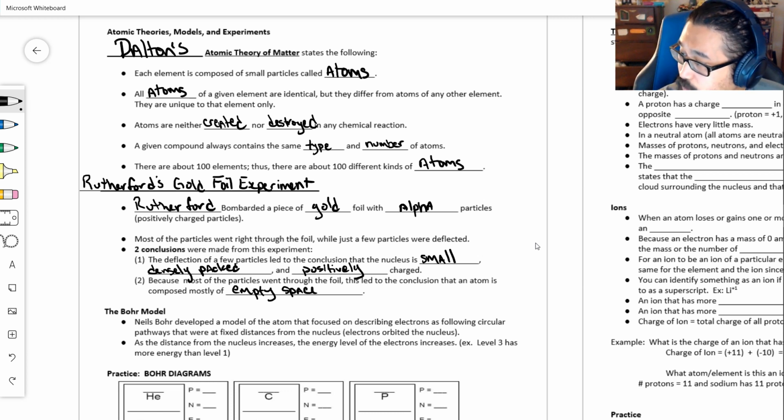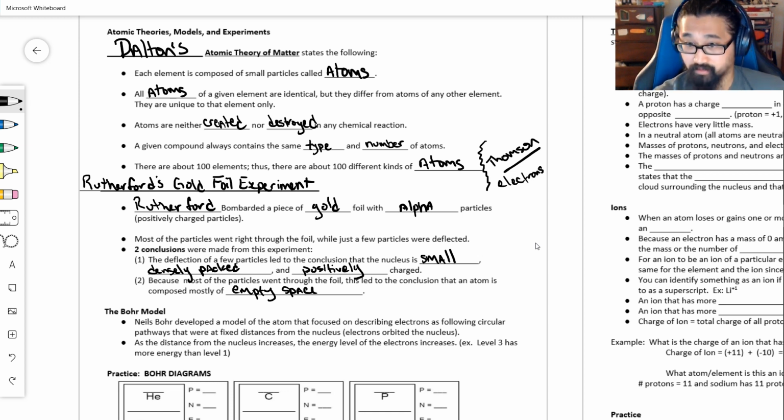Now, in between these two fellas, there's another guy named Thomson. Occasionally, his name comes up. He came up with the concept of electrons. You really kind of only need to put these guys in a timeline. Occasionally you'll need to associate Rutherford with his experiment. But, just in case, I'm mentioning Thomson. He talked about electrons.